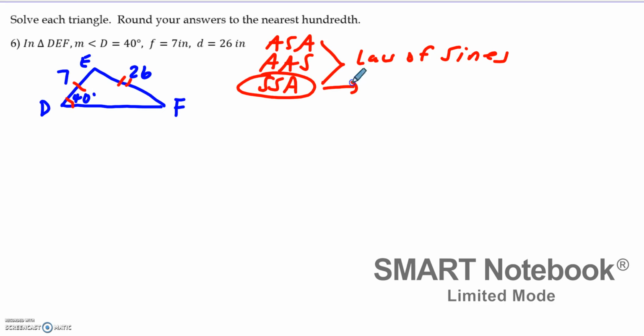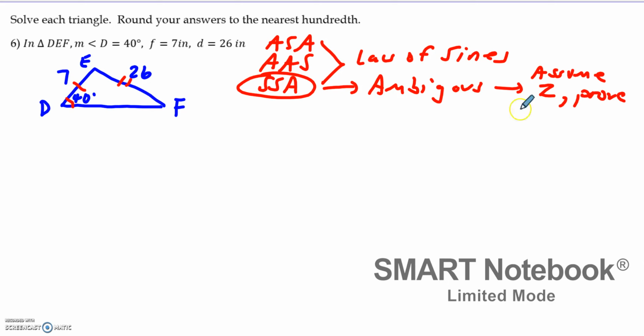So we have the ambiguous case, which means that we could have two triangles, 1, or 0. So what we need to do is originally assume that there's 2, but you could possibly prove that there might only be 1.